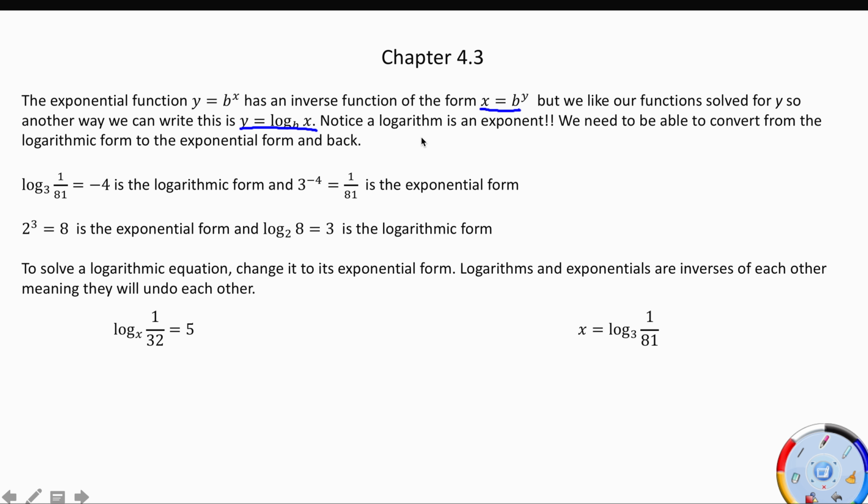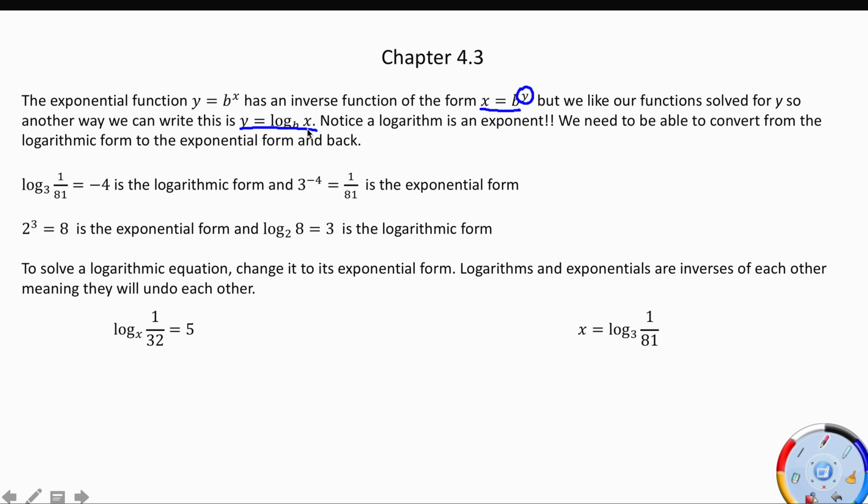Notice a logarithm is an exponent. A logarithm is an exponent. If the log with base b of x is y, y is the exponent that you put on a base of b to get x. I can even replace that word logarithm with exponent if I choose. y is the exponent that goes on base b to get x.